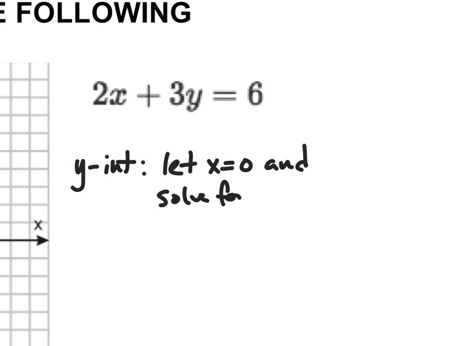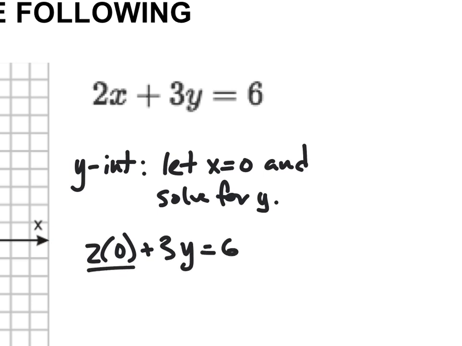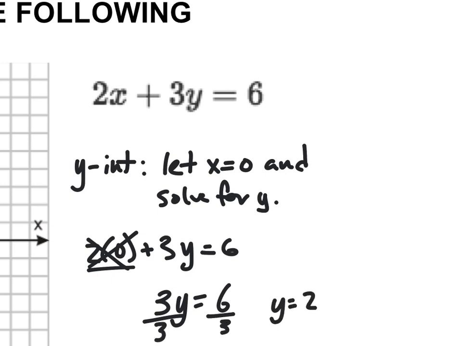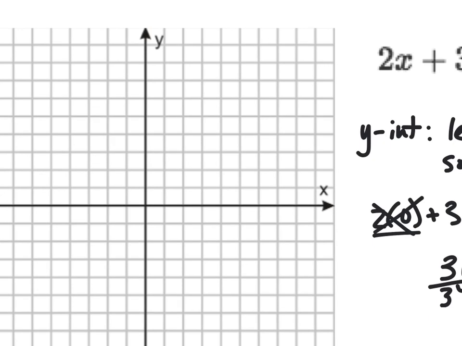All right, so what I've got, let me do this. 2 times 0 plus 3y is equal to 6. This is just going to give me 0, and we can skip that step if you already see that multiplying by 0 just gets rid of it. Then you're left with 3y is equal to 6, divide by 3, and so you get that y is equal to 2. So you have the point 0, comma 2, and that's my y-intercept. So I come over here, and I graph that point at 0, 2.